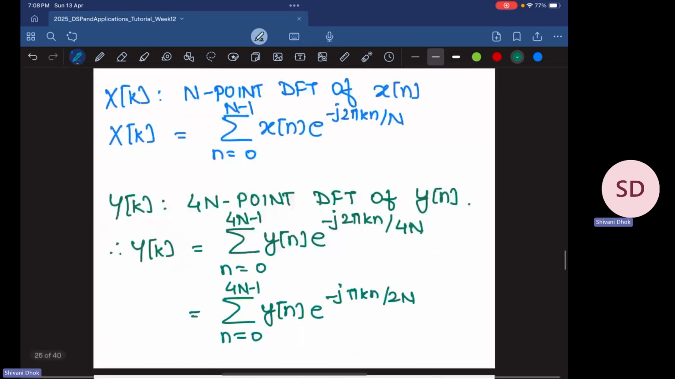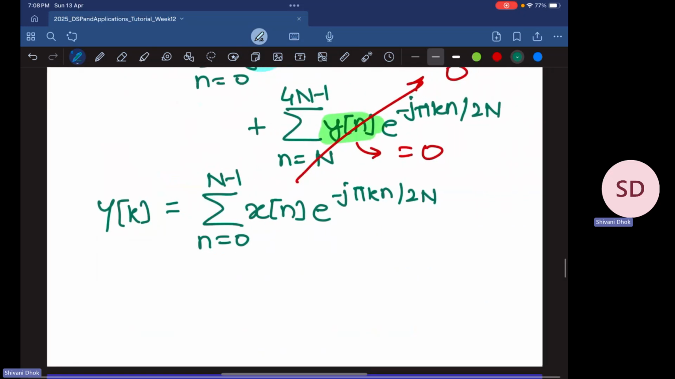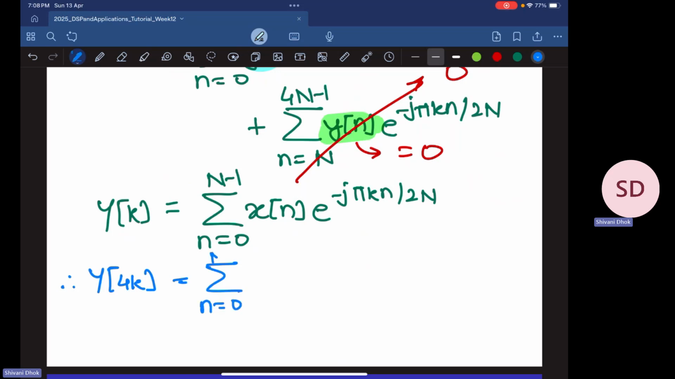Okay, so now we'll use this equation to find y of 4k. Therefore, y of 4k is equal to summation n running from 0 to N minus 1. This remains as it is. This is not a function of k. X of n is also not a function of k, into e power minus j pi. Now this k has to be replaced by 4k, n by 2N. So this gets cancelled and we get a 2 here.